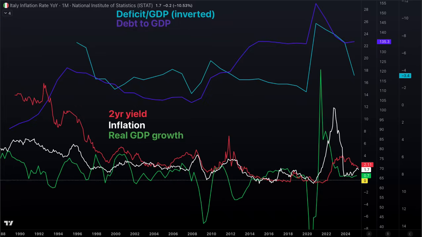In this video, we'll take a close look at Italy, brief economic history, their yield curve, fiscal struggles, and more, while comparing it to America's own debt story to see what lessons can be learned and what parallels there are.